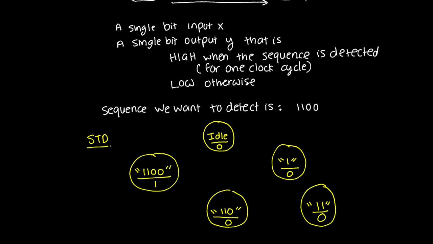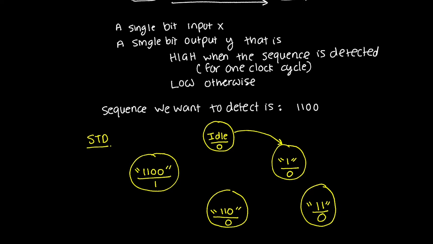Okay, and what's going to happen after this? Now I'm going to show the transitions between them. I'm going to start at idle. In the idle state, if I detect a 1, I'm going to move to this state.